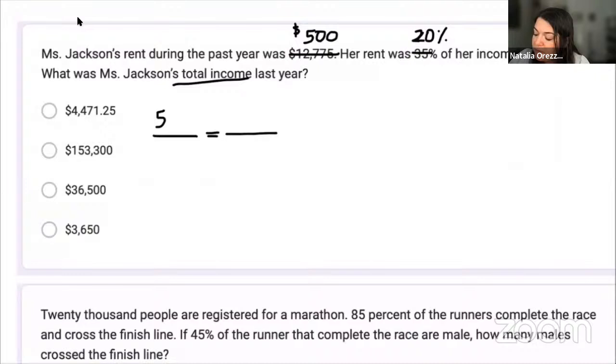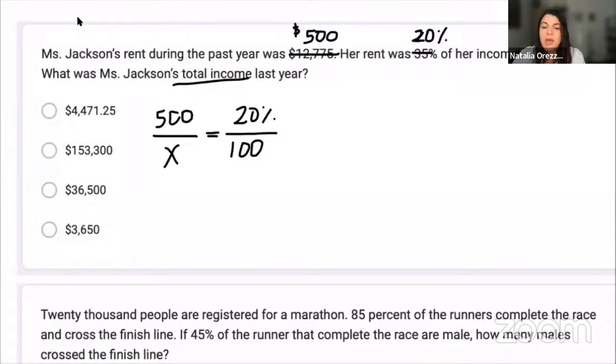We're going to put $500 up here because that is my part, the part that's spent on rent. We're going to put 20% up here because that is the percent that's spent on rent. We're going to put X down here because we do not know what the total income is. And we're going to put 100 down here because that's where 100 always goes in this equation.